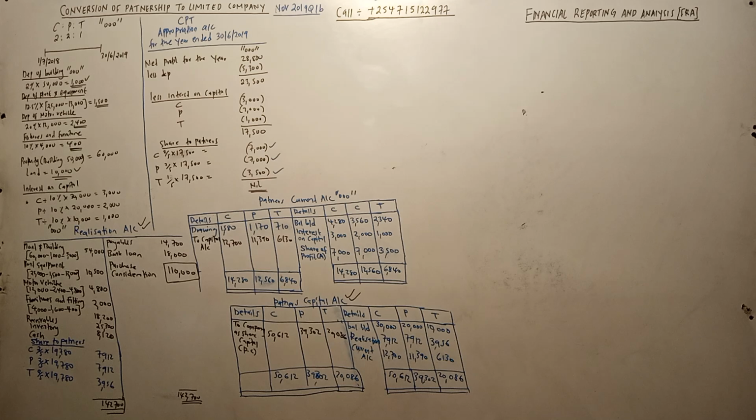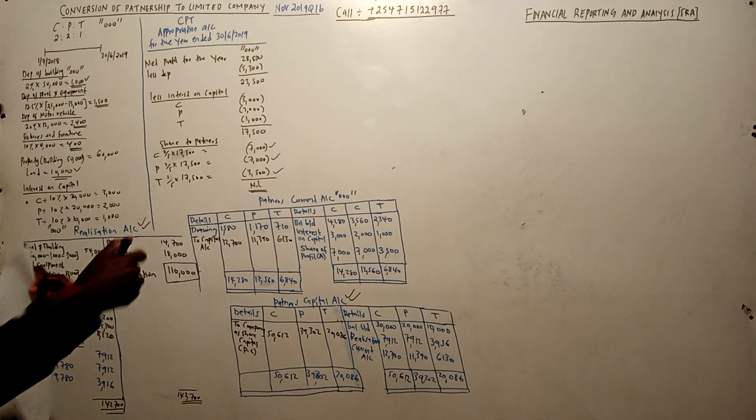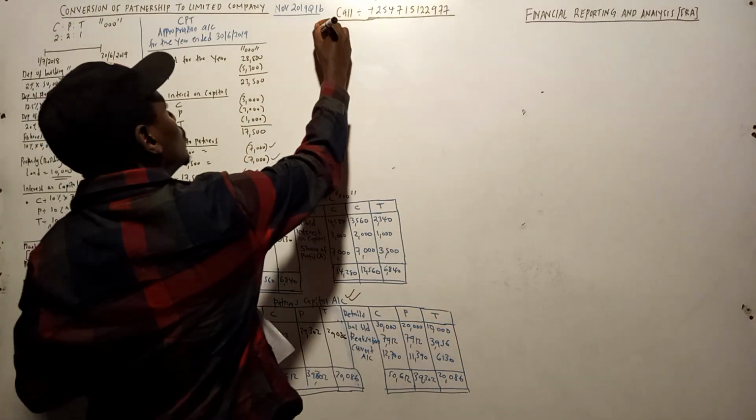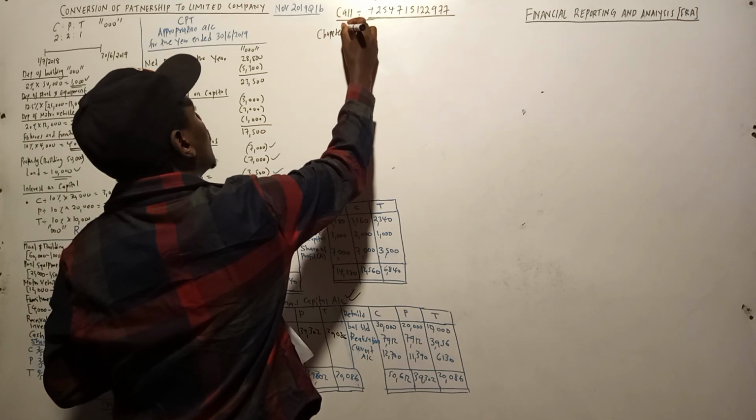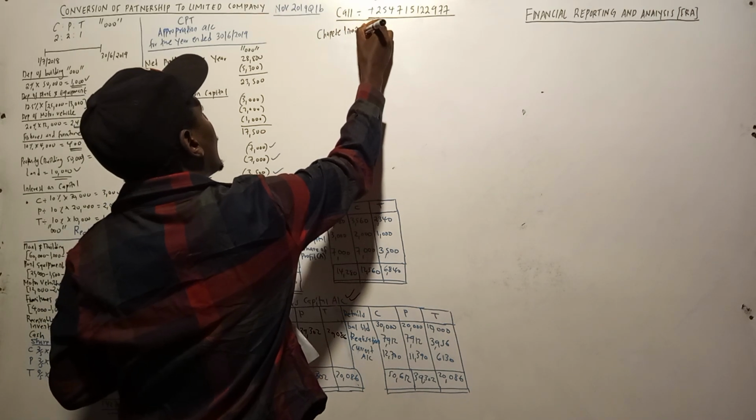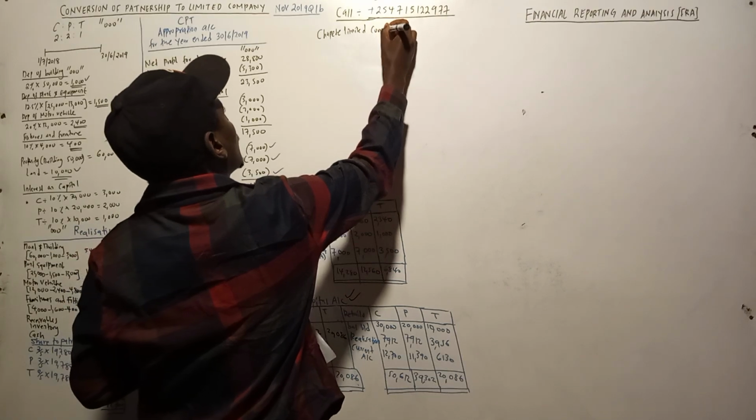Now, before we do that one, we need to open the cash account and the company account. So let us start with the company account. Then we open the cash account. So the Chapete Limited company account.